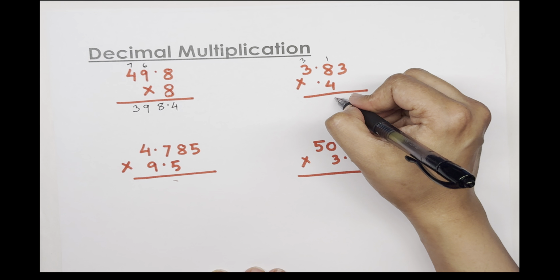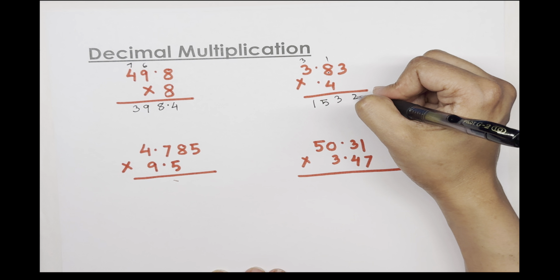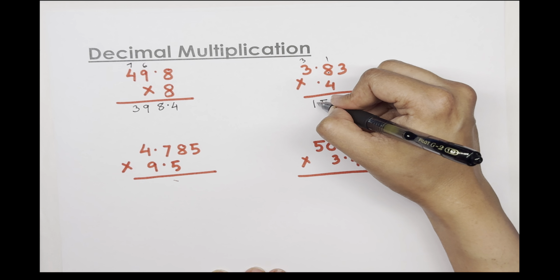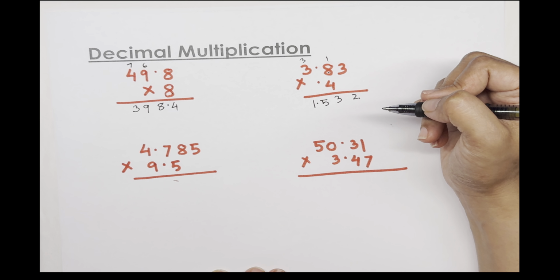Now, let's see how many digits are there after the decimal. Top number, 2 digits, 8 and 3, and the bottom one is 1, which is 4. So if I ask you how many digits are there in both the factors, your answer will be 1, 2, 3. So let's put the decimal from the extreme right 3 steps. 1, 2, 3, and put the decimal. 1.532 is the product.